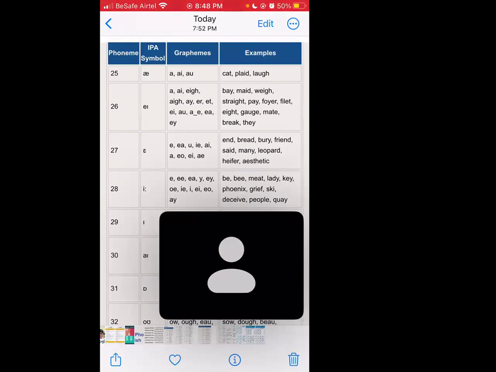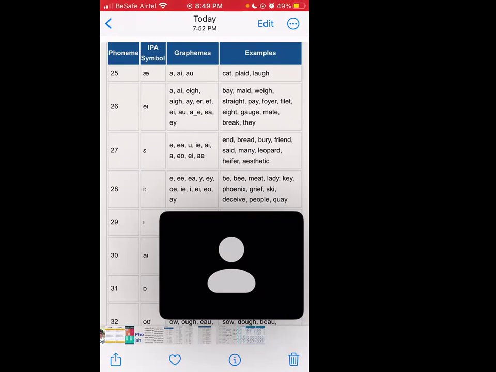But for 26, there are two sounds here. You have e and I together. Can we try it? A. A. Good. So we have words like bay, made, way, straight, pay, fair, eight, gauge, mate, break, and they. All right, the next one, 27.